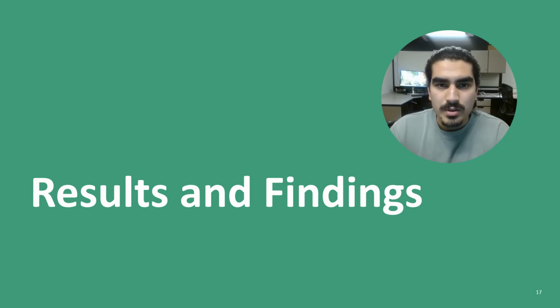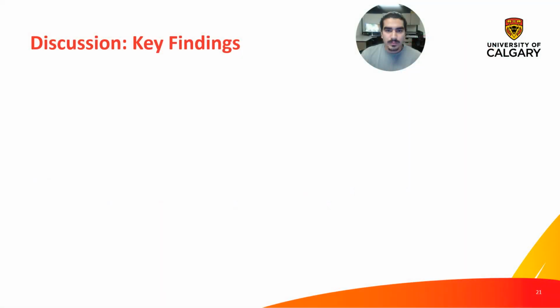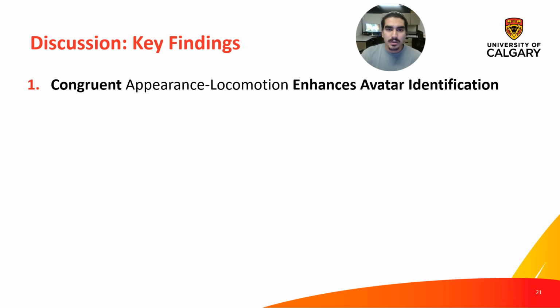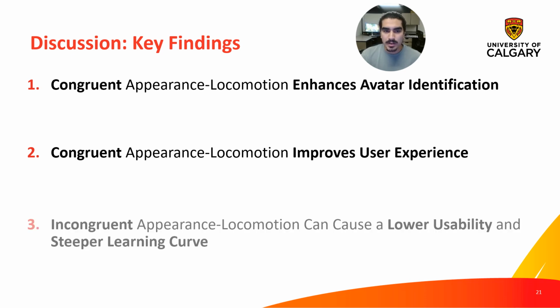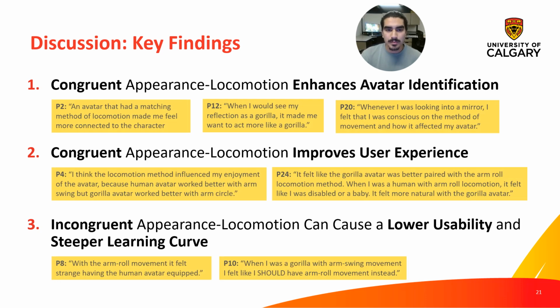Finally, I'll present the results of the experiment. Here are the key findings from the data analysis. Firstly, congruent appearance locomotion enhances avatar identification. Congruent appearance locomotion also improves user experience. Lastly, incongruent appearance locomotion can cause lower usability and a steeper learning curve.